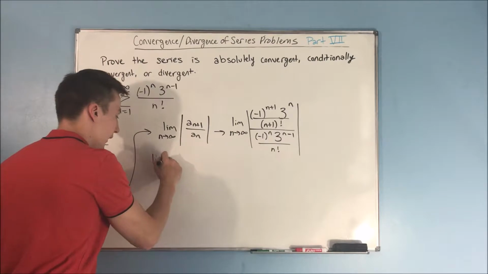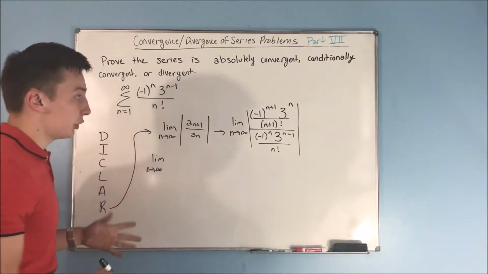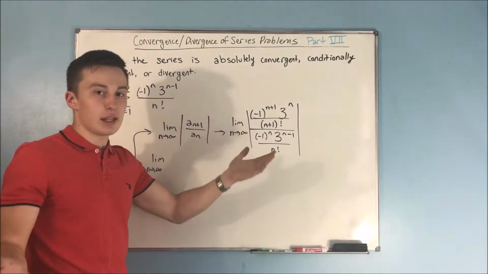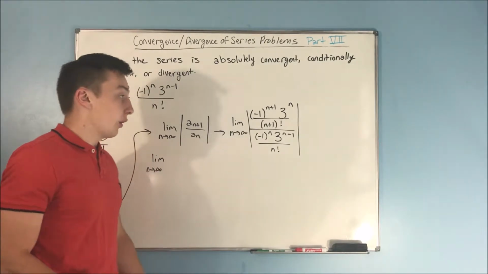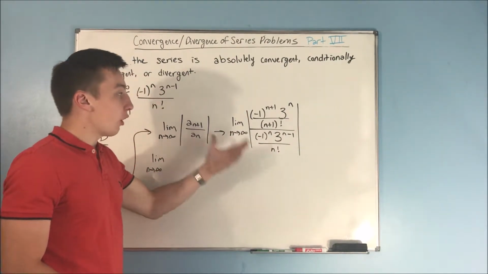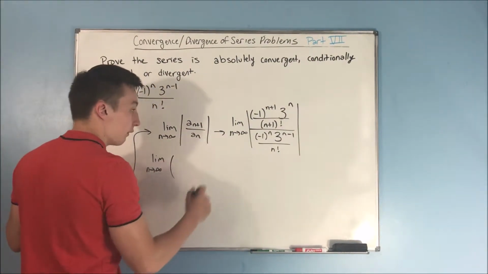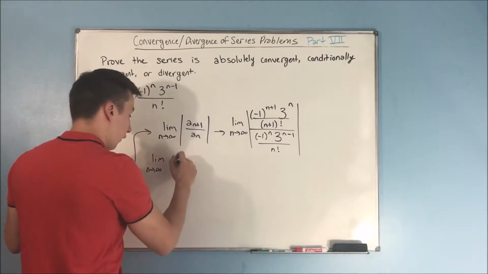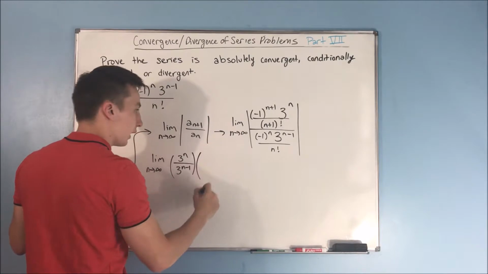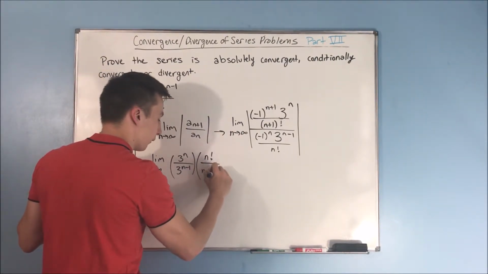We're going to get the limit as n approaches infinity. Well, if we do an absolute value here, to get rid of this negative 1, all that stuff is not going to matter at all. So that goes away with the absolute value, and then you're just left with all positive terms. So really, we could just say here that we have the limit as n approaches infinity of 3 to the n over 3 to the n minus 1 times n factorial over n plus 1 factorial.